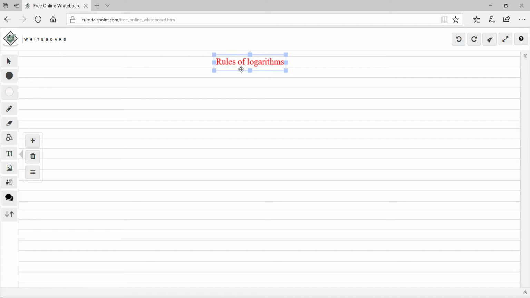So I'm just going to quickly go over the rules of logarithms. These are just some of the rules of logarithms. Our first rule is the multiplication logarithm product rule.